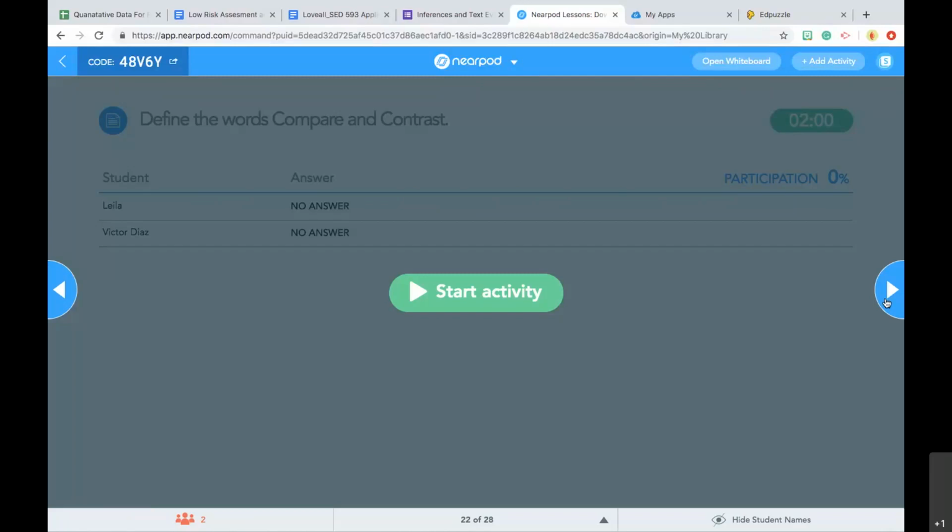Remember, it is a part A, part B question. So answer both parts. Do not just tell me what it is to compare, or just tell me what it is to contrast. I want you to do both, compare and contrast. So we're going to go ahead and pause here.